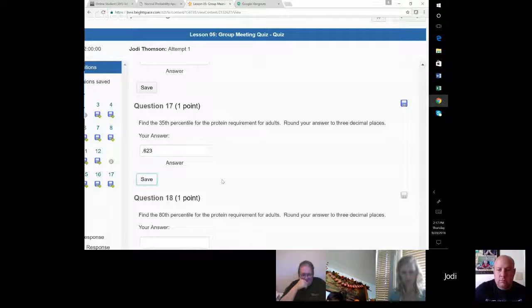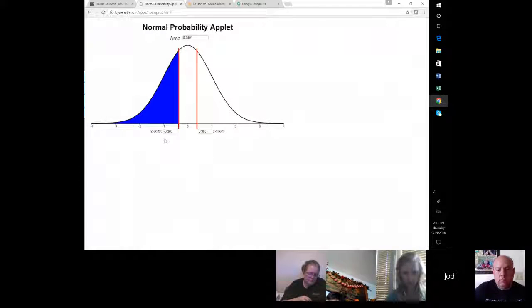So I get the 0.385, and I'm supposed to make sure it has to be the negative. Yeah, your z-score is negative because the 35th percentile is below the mean, which would be the 50th percentile. So then it'll end up taking your 0.65 minus that number in order to get the answer. I'm so confused right now.